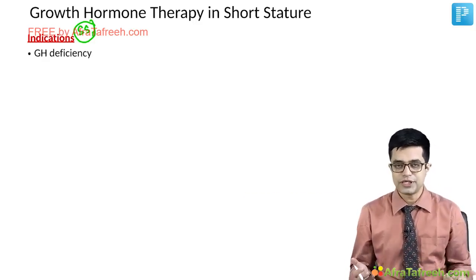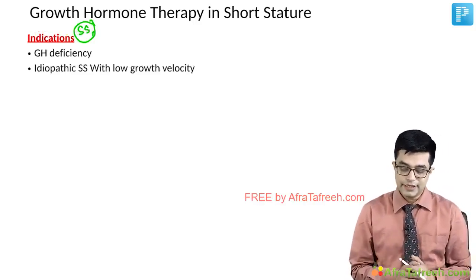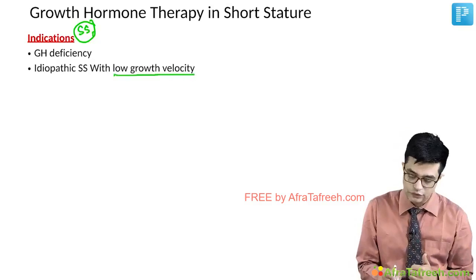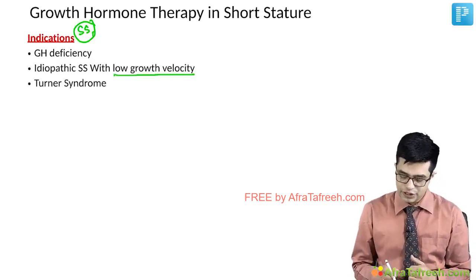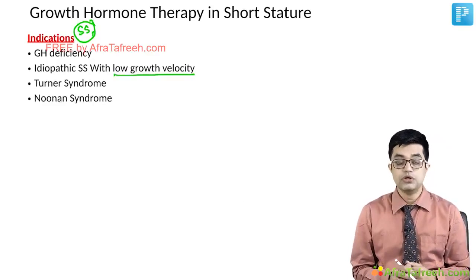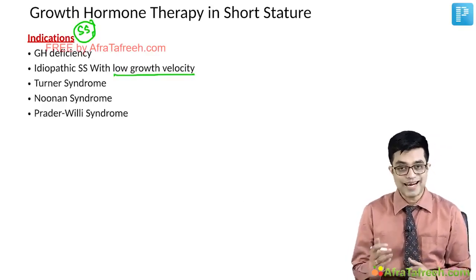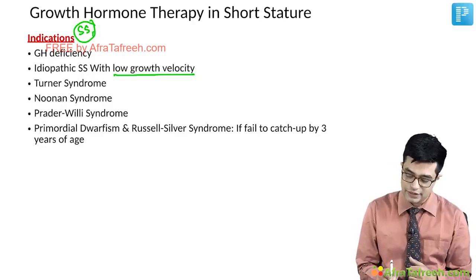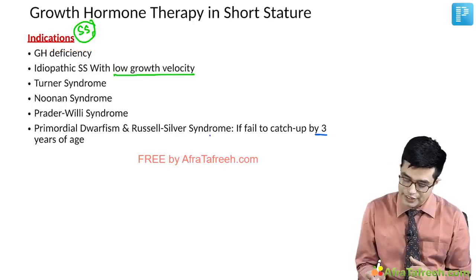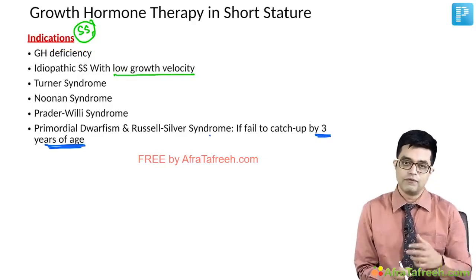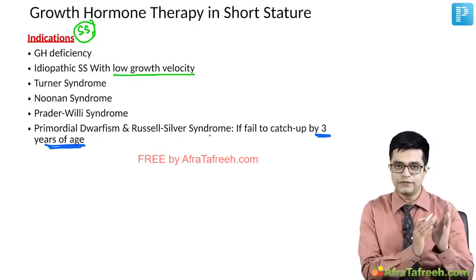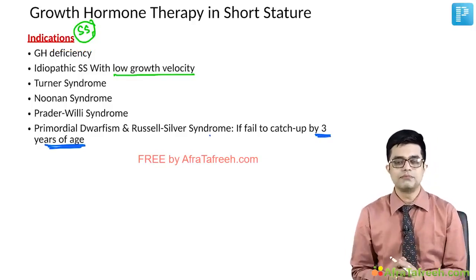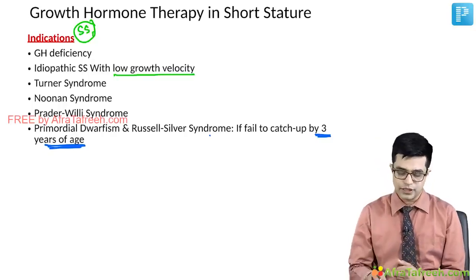First is growth hormone deficiency, obviously. Second is idiopathic short stature with low growth velocity. Third, patients with Turner syndrome. Fourth, Noonan syndrome. Fifth, Prader-Willi syndrome. Sixth, primordial dwarfism and Russell-Silver syndrome if it fails to show catch-up by 3 years of age. So in the first year you don't start it, you need to wait. If the catch-up growth doesn't come by 3 years of age, then you need to start it.